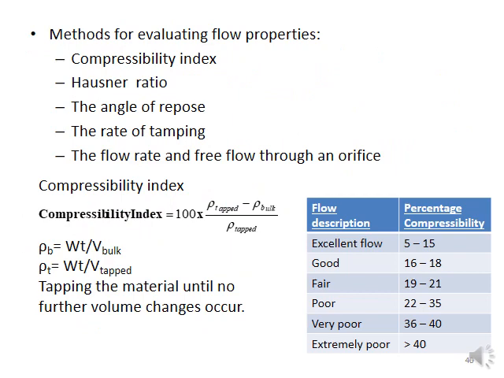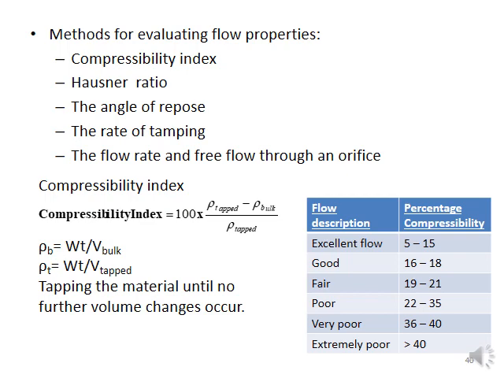There are several methods that can be used to evaluate flowability: compressibility index, Hausner ratio, angle of repose, rate of tamping, flow rate, and free flow through an orifice. The first three methods are the most popular and will be discussed in this section.